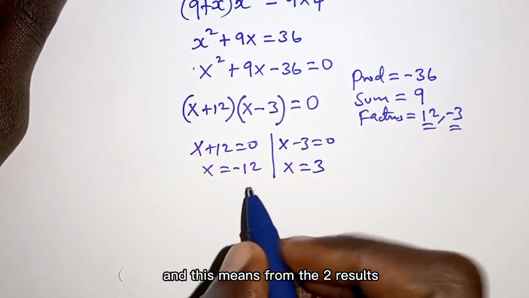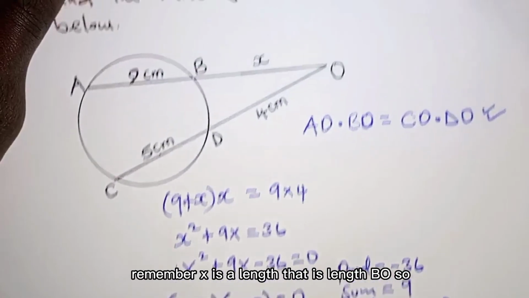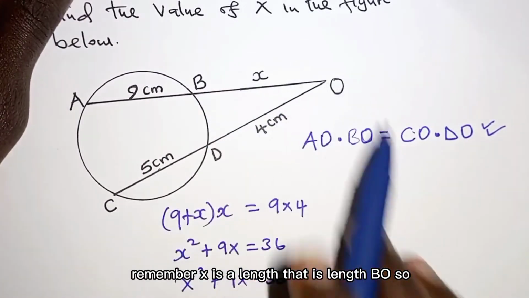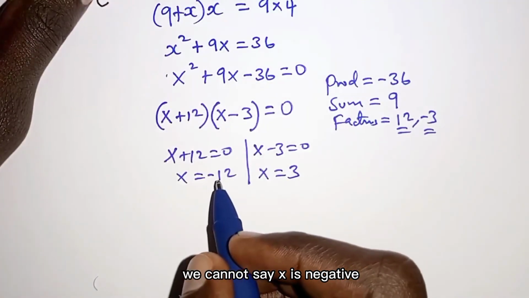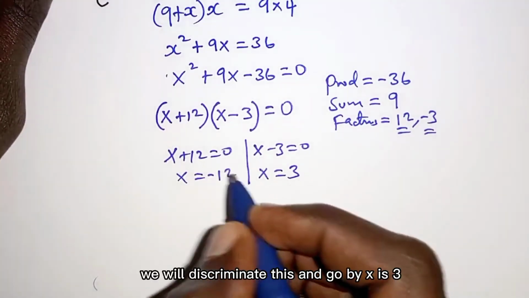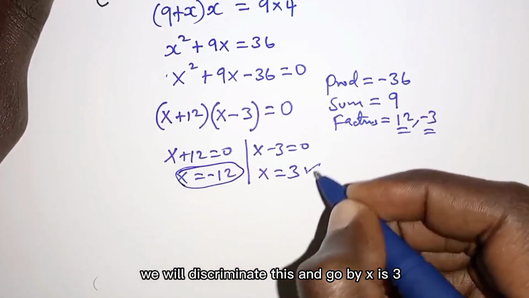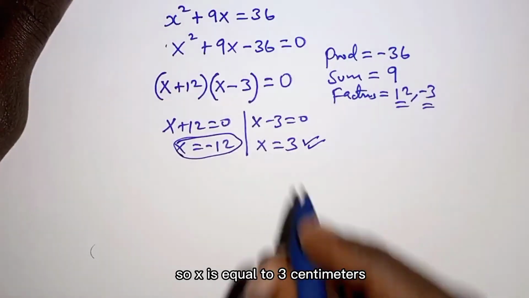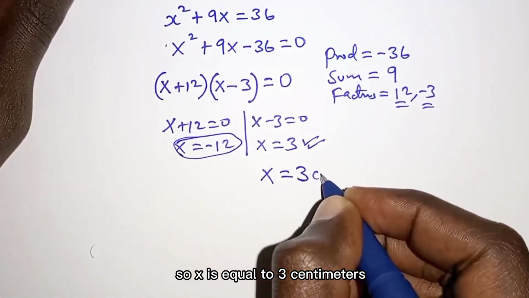And this means from the two results, remember x is a length, that is length BO. So we cannot say x is negative. A length can never be negative. So for this case, we will discard this and go by x is 3. So x is equal to 3 centimeters.